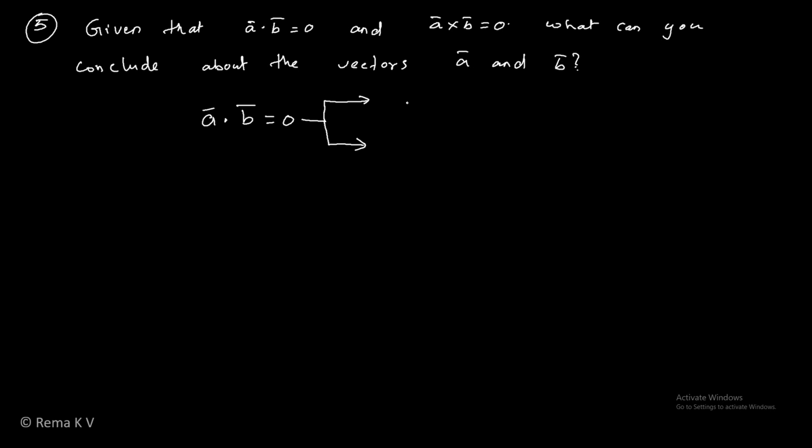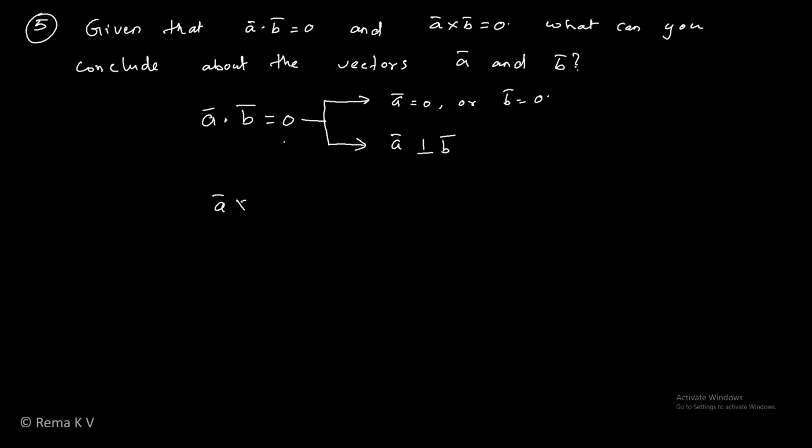To get the dot product equal to 0, two different possibilities are there. What about the first one? Vector A is perpendicular to B, this is one condition. What about the other one? Either A is equal to 0 or B is equal to 0. These are the two possibilities to get the dot product equal to 0.